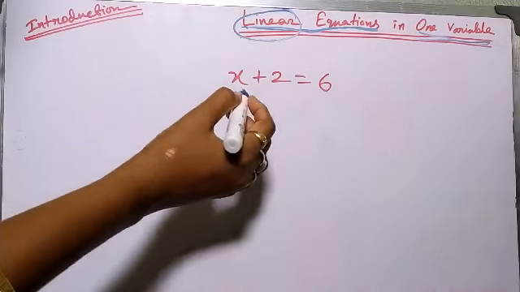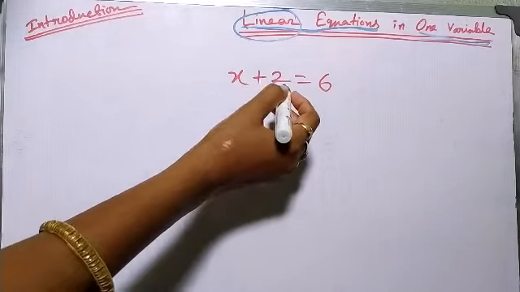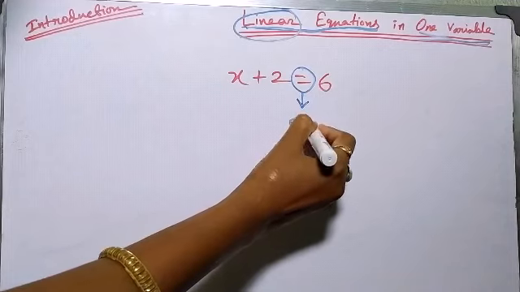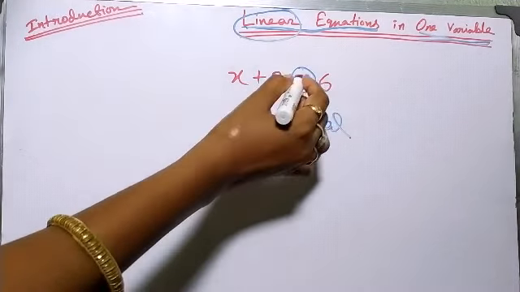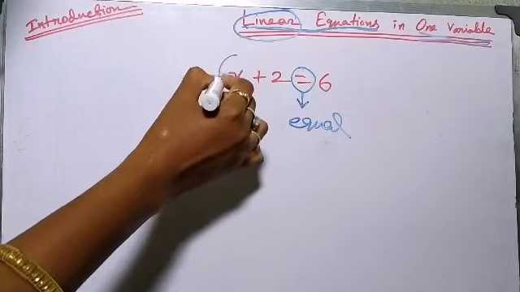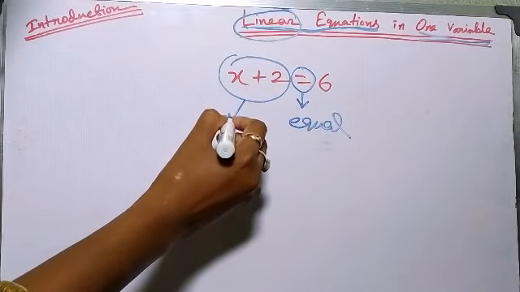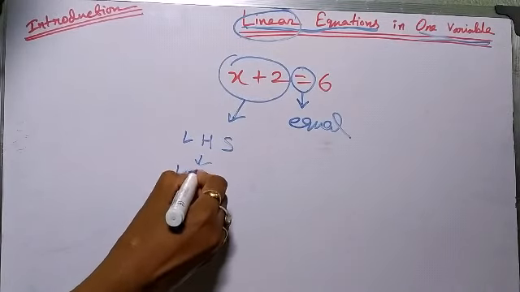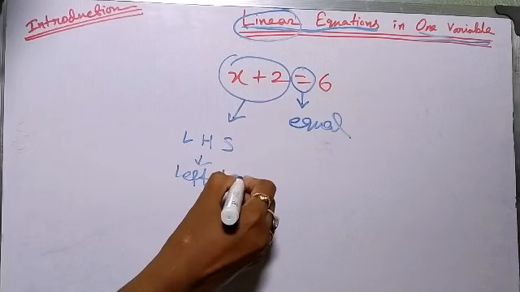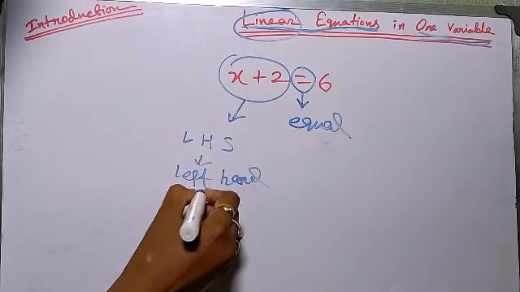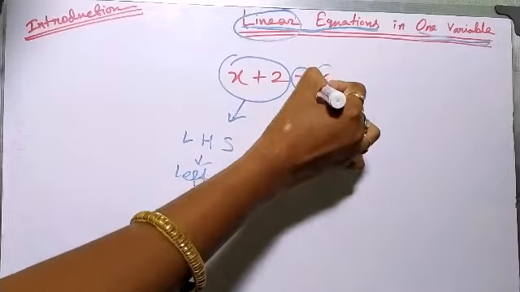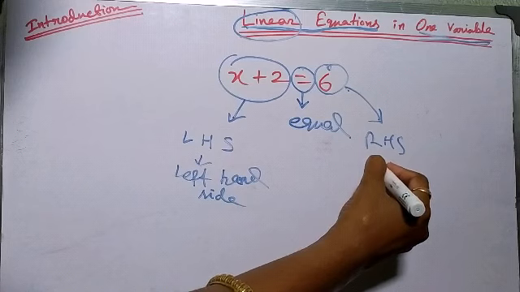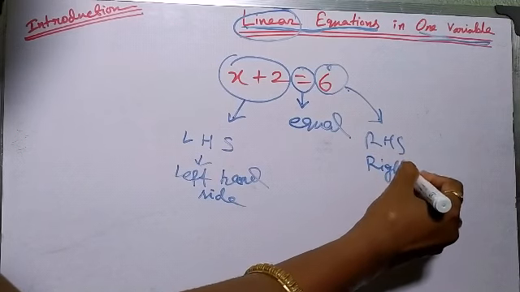Now this one is a linear equation, x plus 2 equal to 6. Here is the equal to sign. That's why we can say that this is an equation, because one more thing, here are two different sides. This is LHS. LHS means left hand side. And this is RHS, that means right hand side.